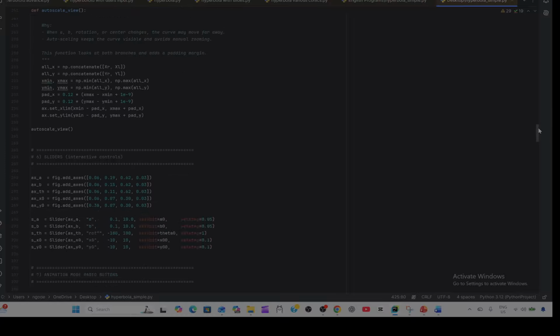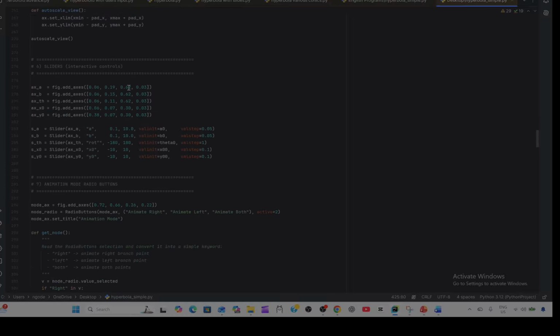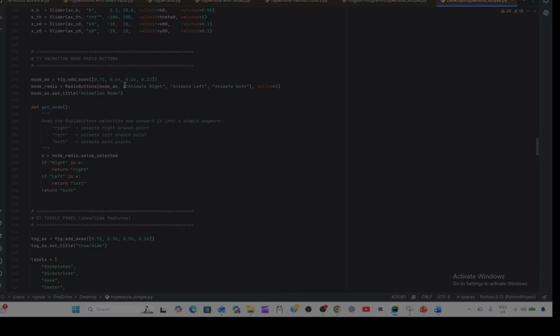Then the next one here, the slider. You see the slider. So interactive control, this is the same thing. Interactive control, that is how you can move the slider, right? Interactive slider, that's all. These are all the coding in this function. And animation mode, this radio button is quite advanced, Python advanced.